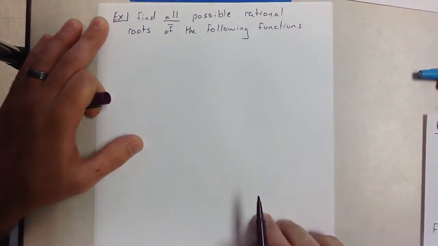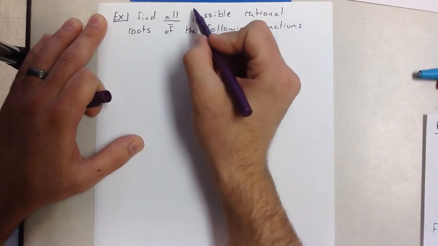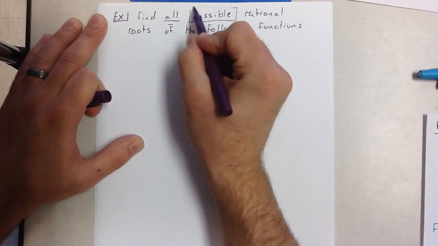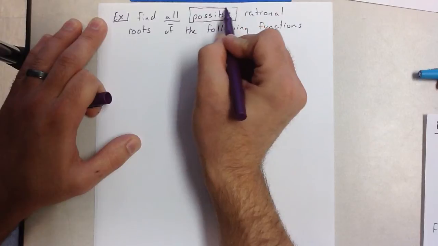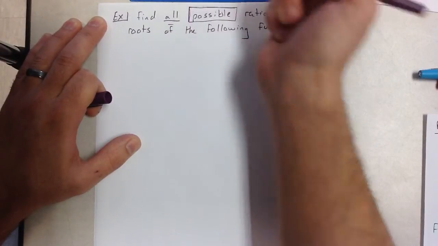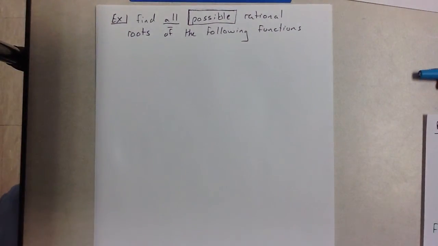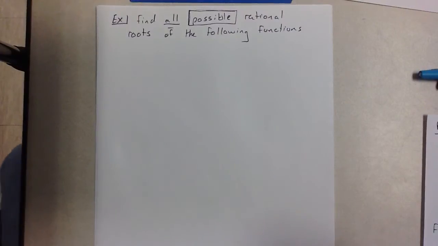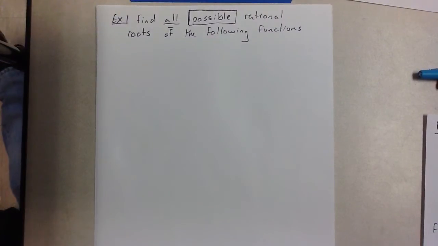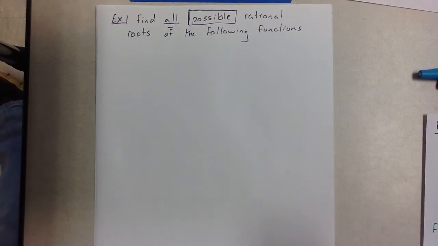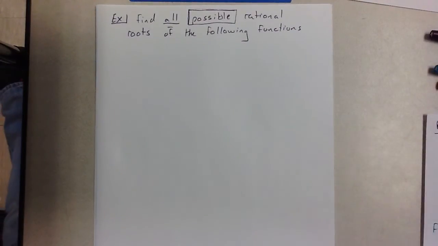Okay. So notice I added the word here, possible. It's important to say that because the lists that we are getting, I'm in no way saying that these are all roots of the polynomial. These are just possible roots, and we have other steps that we can take to narrow this list down.